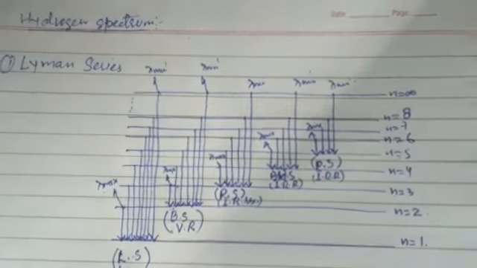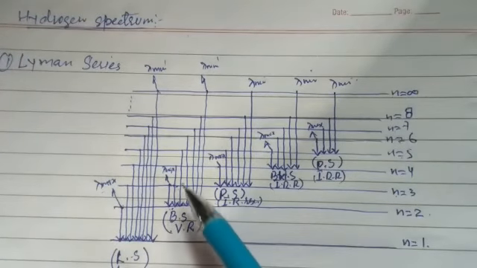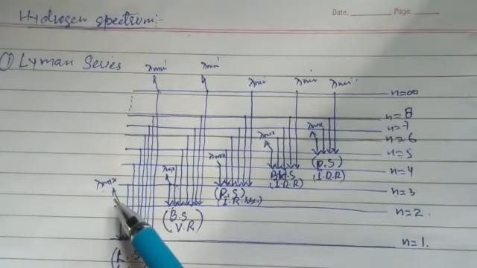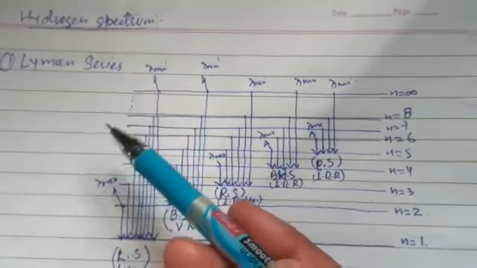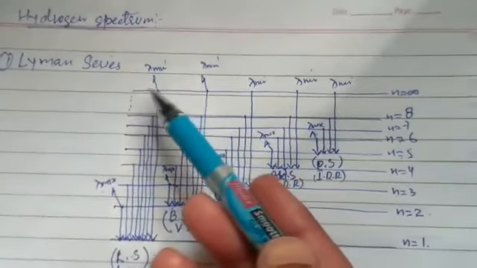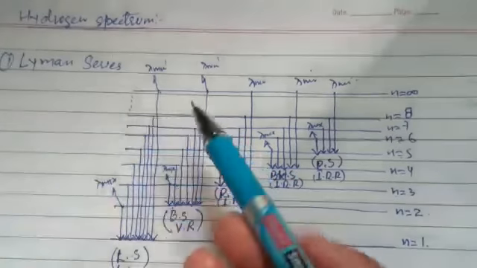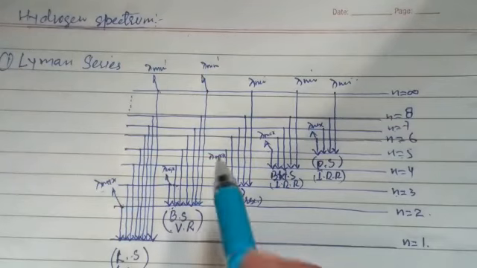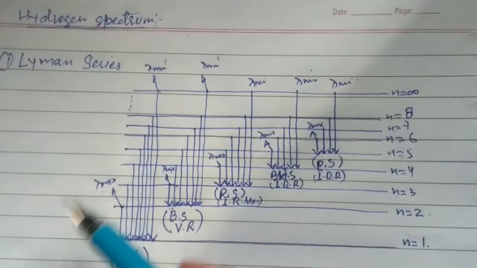These are all the series. You have homework: you have to calculate lambda max and minimum for the respective series. For the Lyman series, I calculated it yesterday. Lambda max comes out to be 1216 angstrom, and lambda minimum comes out to be 911 or 912 angstrom, nearly. This is the knowledge regarding the hydrogen spectrum.